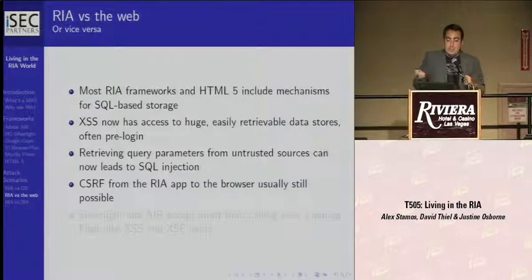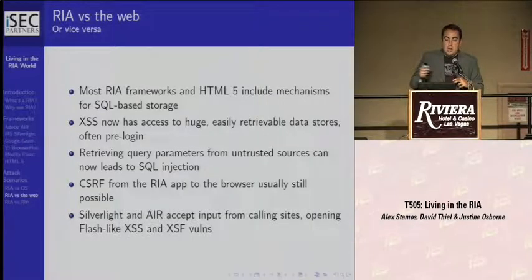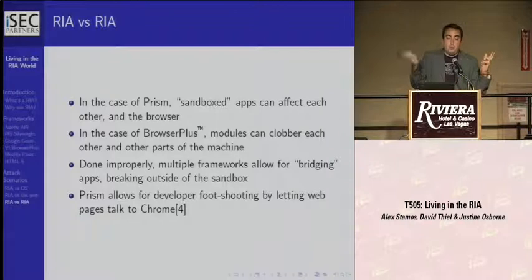CSRF is something interesting from RIA apps. We can't really cover that too much. In the case of Prism, we have sandbox apps that can affect each other and do all of the nasty XPCOM stuff. In the case of Browser Plus, you have modules that are running with full executable locally. And as David said, things like ImageMagick, which has all of these algorithms that are extremely dangerous and have had buffer overflows in the past. We can also chain these frameworks together. You can launch an AIR application from inside a Prism app, for example. And so there's some concern there.